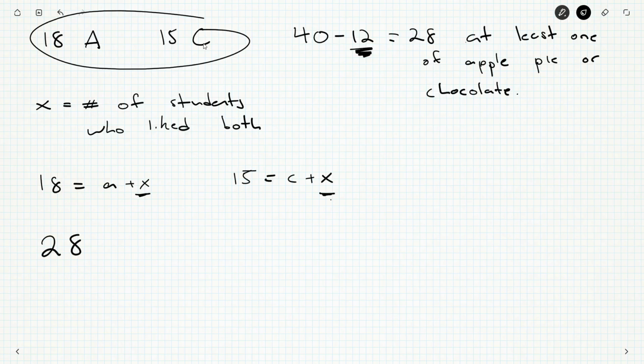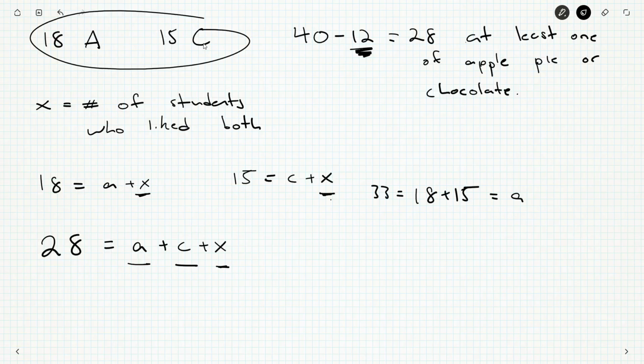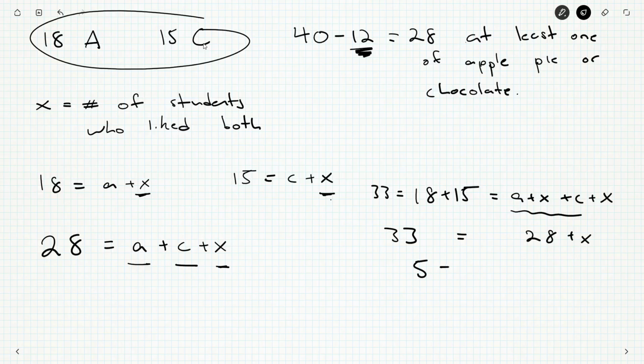Now we know 28 people like these desserts, and so that should be A plus C plus X: just apple pie, just chocolate cake, or both. Those are the only possibilities. Now, how can we use this to figure out what X is? Well, if I do 18 plus 15, which is 33, I'm going to get A plus X plus C plus X. Now, I know A plus X plus C is this 28. So we'll get 28 plus X is 33. Subtract 28 from both sides, and you'll get X is 5.